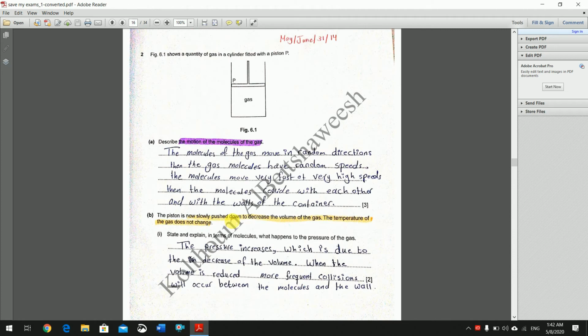Now, the piston is now slowly pushed down to decrease the volume of the gas. The temperature does not change. Now, since the temperature does not change and the volume is decreasing because we're pushing the piston down, the pressure will increase because we decrease the volume. When the volume is reduced, more frequent collisions will happen between the molecules and the walls of the container or the cylinder.